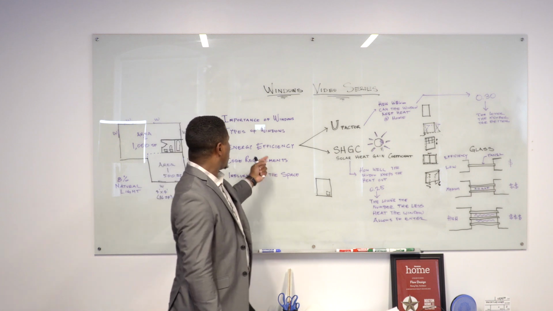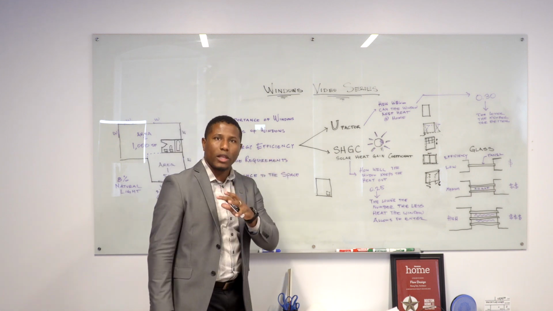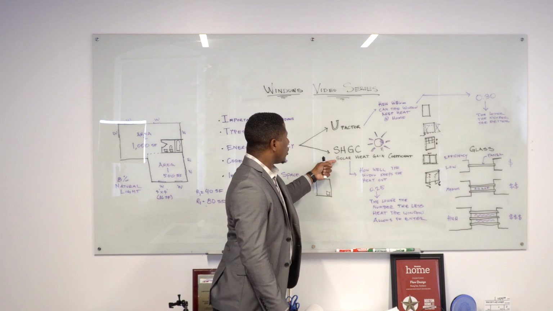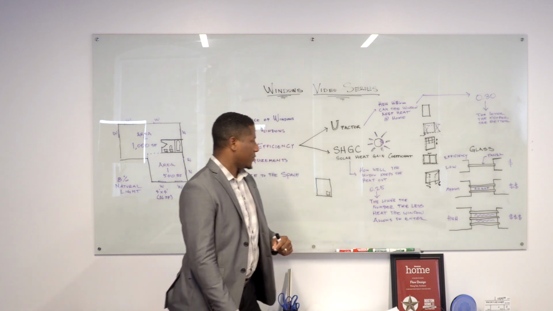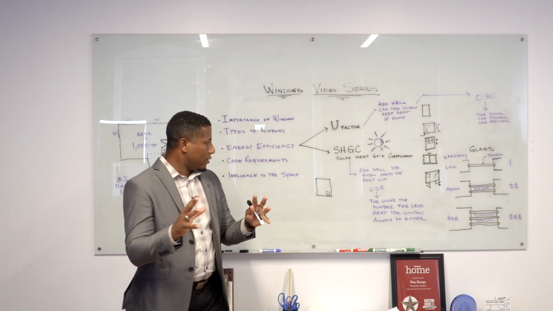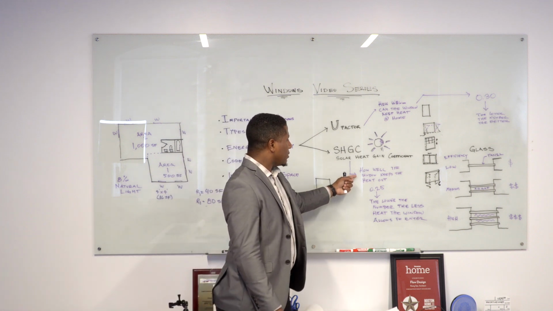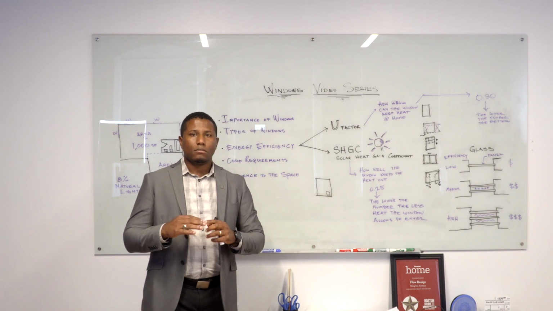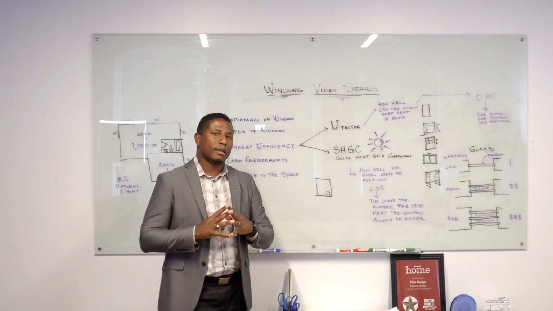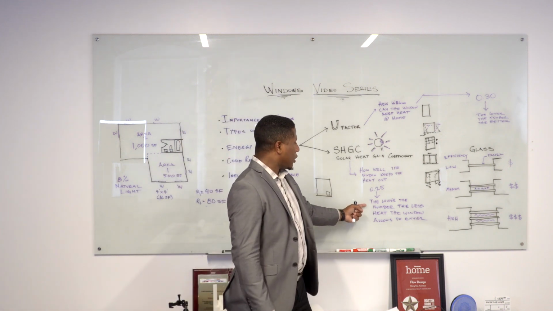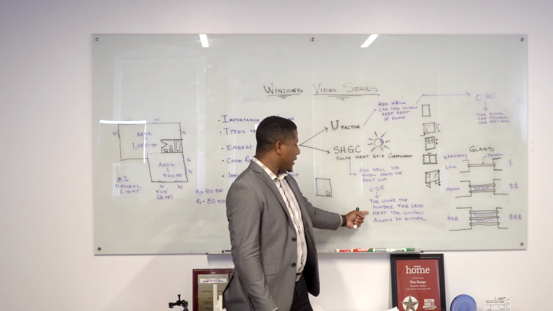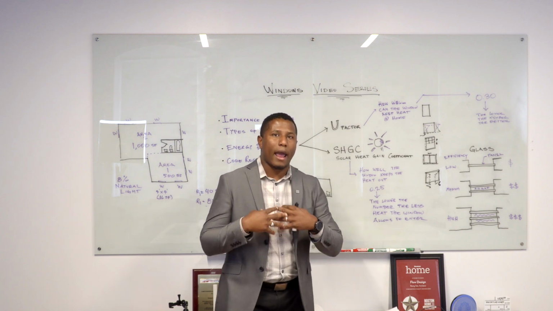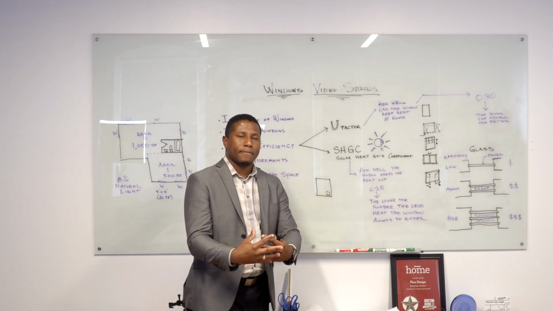Another big component of energy efficiency within Windows is the solar heat gain coefficient. And what does that mean? It is how well the window keeps the heat out. And with this one, the lower the number, the less heat the window allows to enter the space.